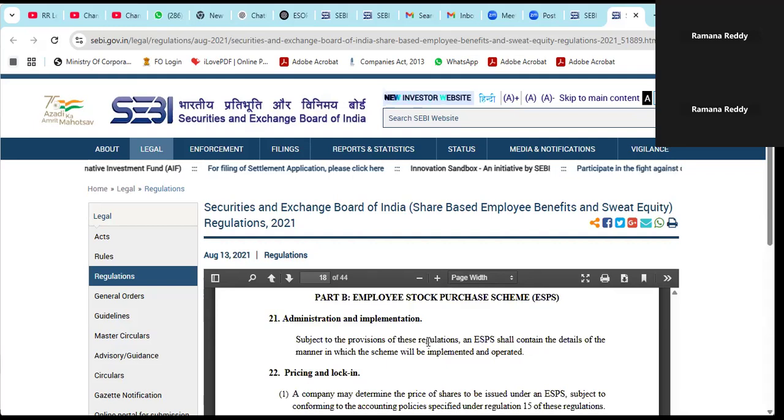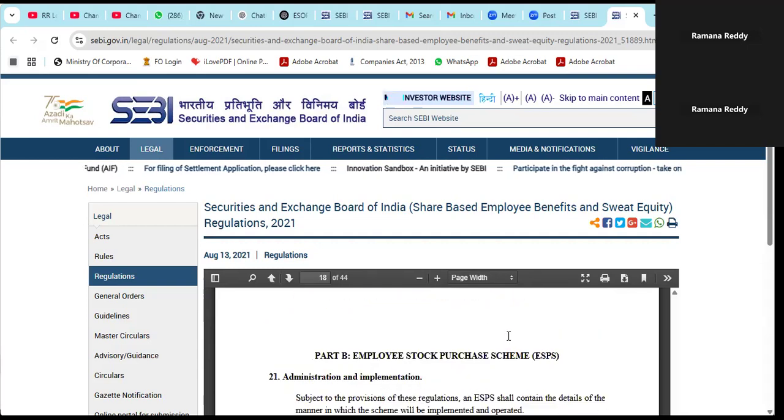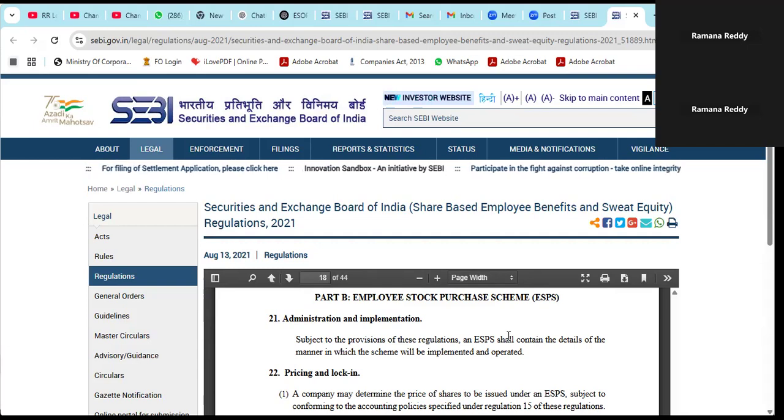ESPS generally will be at the time of IPOs, public issues. At the time of public issues, we'll discuss employee stock purchase schemes. We'll discuss administration and implementation of ESPS, subject to the provisions of these regulations. These regulations mean the SEBI share-based employee benefit and sweat equity regulations. An employee stock purchase scheme shall contain all the details of the manner in which the scheme will be implemented and operated. So we have to give all the details of implementation and operation in the scheme itself.